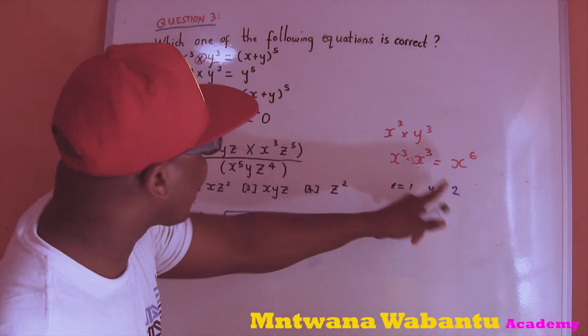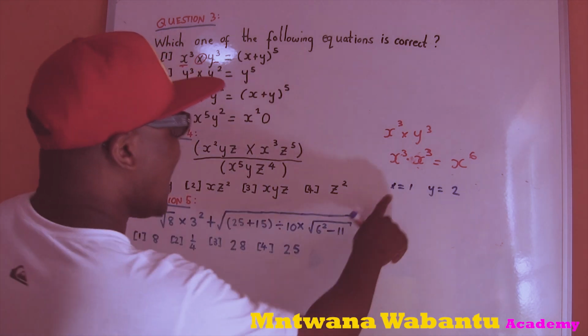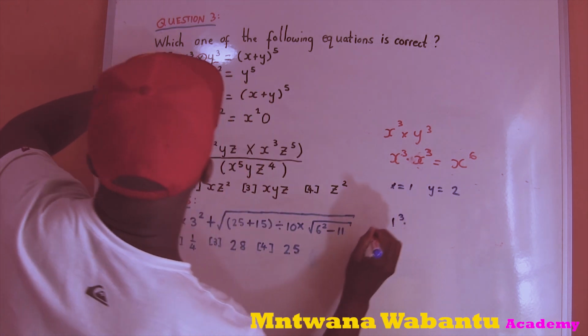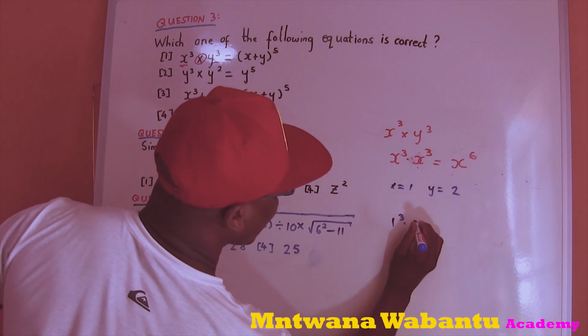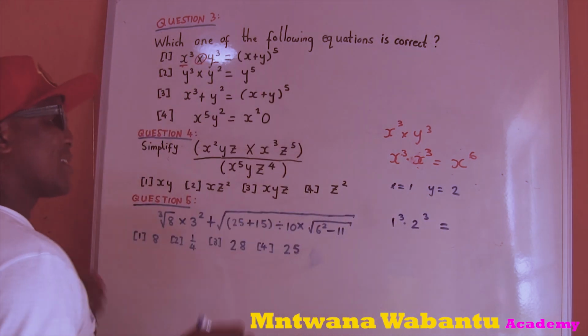And then let's plug this value on the right hand side to see if the left hand side is equal to the right hand side. X equal to 1, so it's going to be 1 cubed. And then multiply. Y equal to 2, so it's going to be 2 cubed. Okay, now let's see if it's going to be equal to the right hand side.